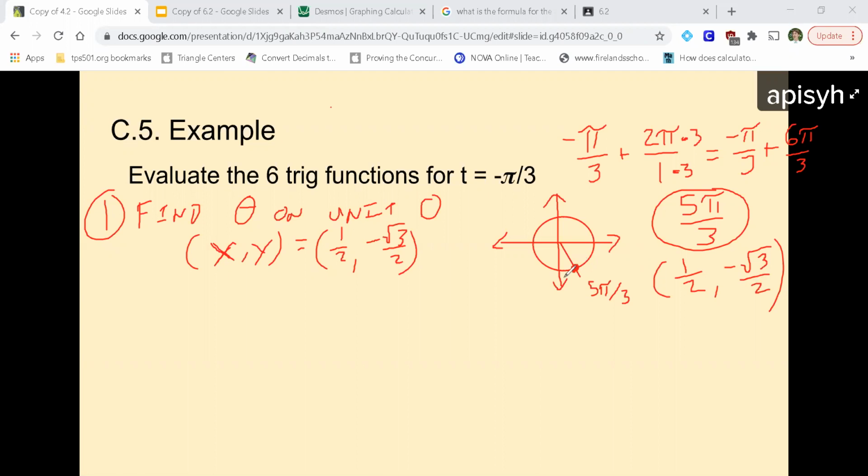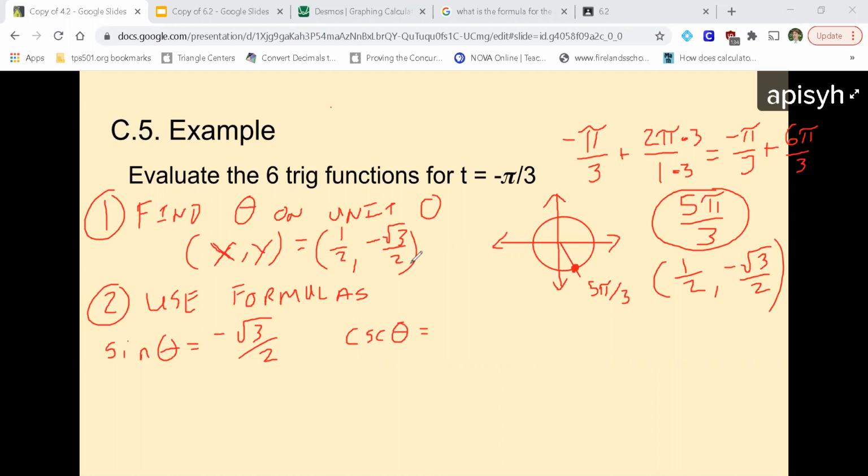All right, that's step 2. We're going to use our formulas to find the 6 trig functions. So the sine of your angle is supposed to give you your y value. So its answer would be negative square root of 3 over 2. The cosecant of your angle is just the reciprocal of that, so it'll be negative 2 over the square root of 3.